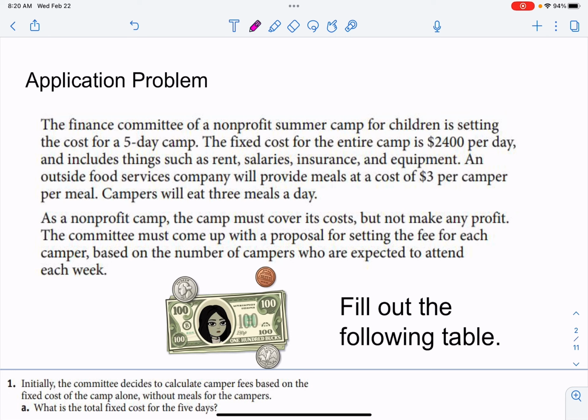Based on this information, what I would underline is that it costs $3 per camper for every meal, and they eat 3 meals a day. Another thing I would underline is the camp is 5 days. So all of the important numerical values in those paragraphs. Okay, so let's do this.